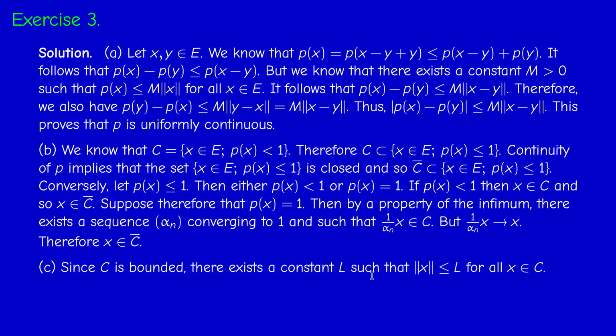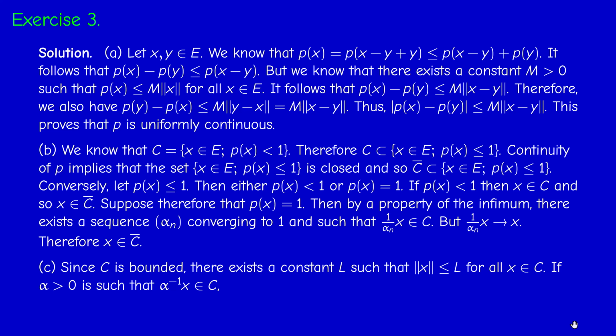question B. Now we have to show that if C is bounded, then we can find a lower bound of P by a constant times the norm of X. What does it mean to say that C is bounded? It means that it is contained in some ball, in particular a ball of center 0 and radius L. So there is a constant L, you can call it R if you like, such that the norm of X is less or equal than L for every X in C. This is the boundedness condition.